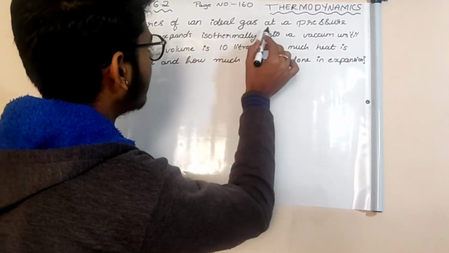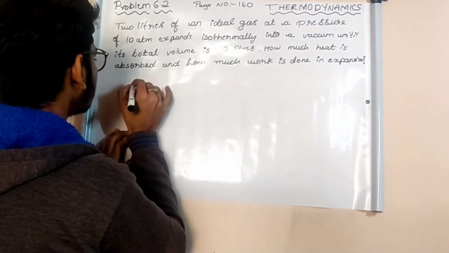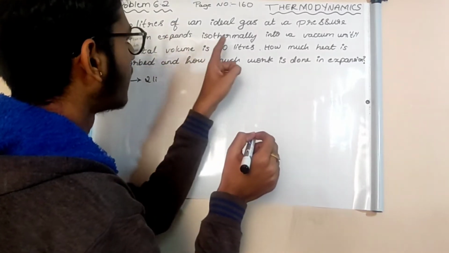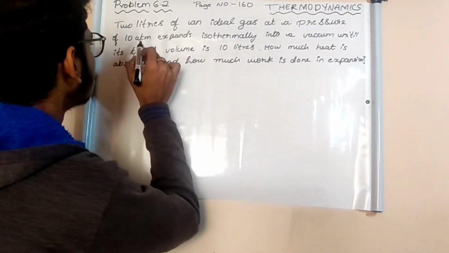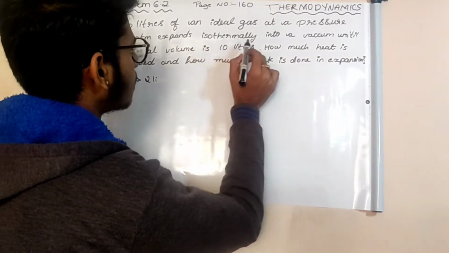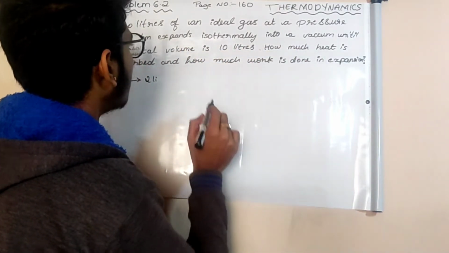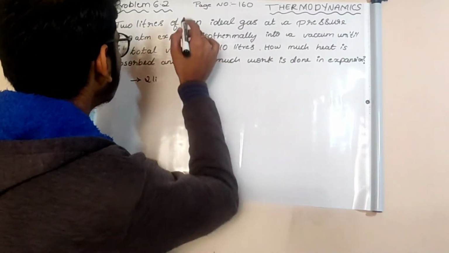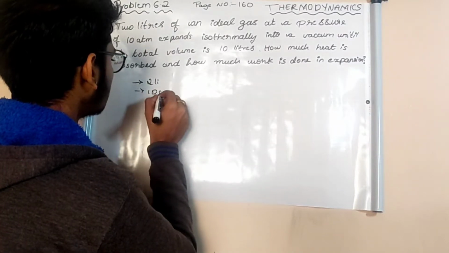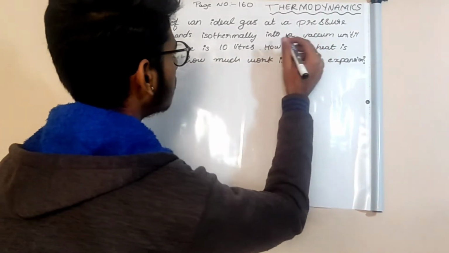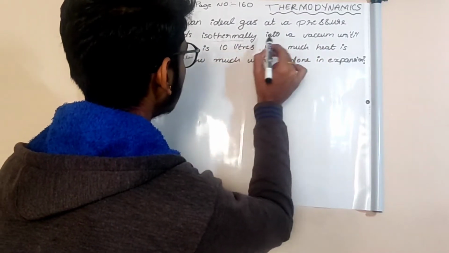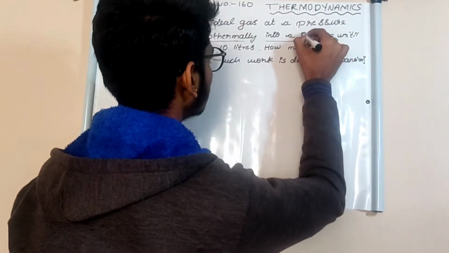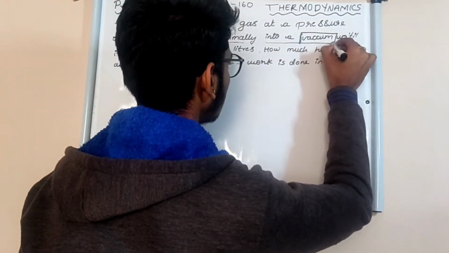2 liters of an ideal gas at a pressure of 10 atm expands isothermally into a vacuum. So try to understand the question. Here pressure is given as 10 atm, and they have also given that it expands isothermally, where temperature is constant, into a vacuum. So you have to remember this vacuum.